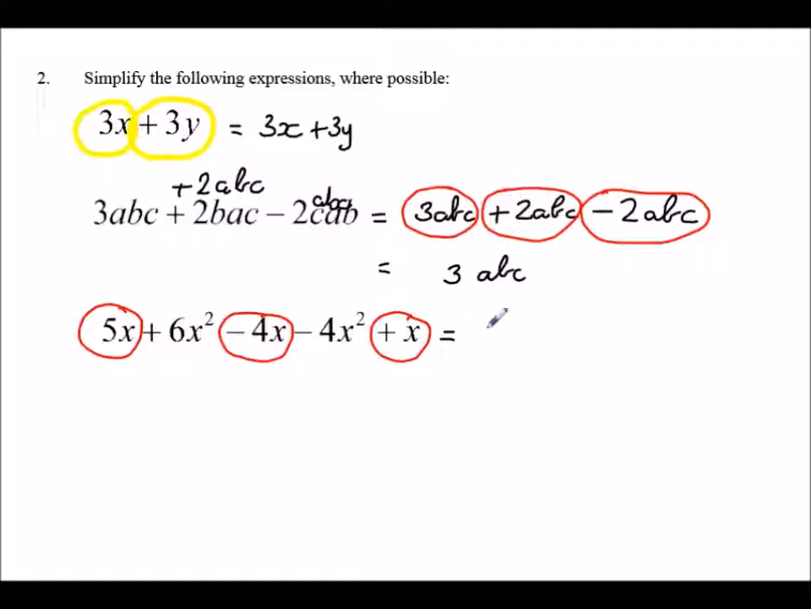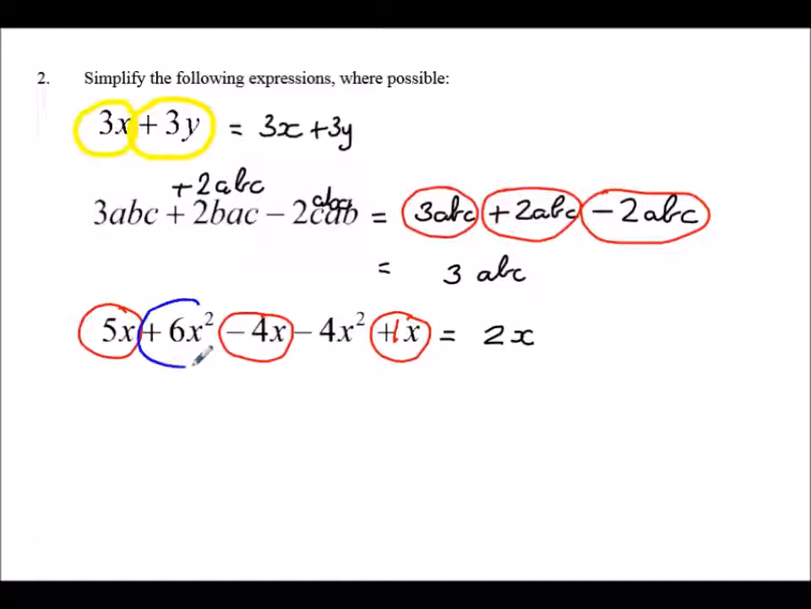In addition and subtraction, I write down the term or the surname, and then I apply the laws of integers. Remember, x is the same as 1x. We have an invisible 1. So now I work on the numbers only. 5 minus 4 is 1. 1 plus 1 is 2. So now I have 2x.